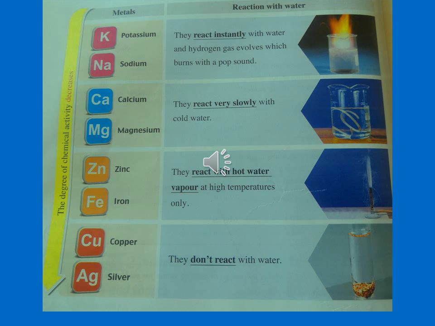Then zinc and iron, they react with hot water vapor at a high temperature only. To make zinc and iron react, we must add hot water vapor at a high temperature. Then we have copper and silver. They don't react with water. That's why they are down in the chemical activity series, because they have the least chemical activity.